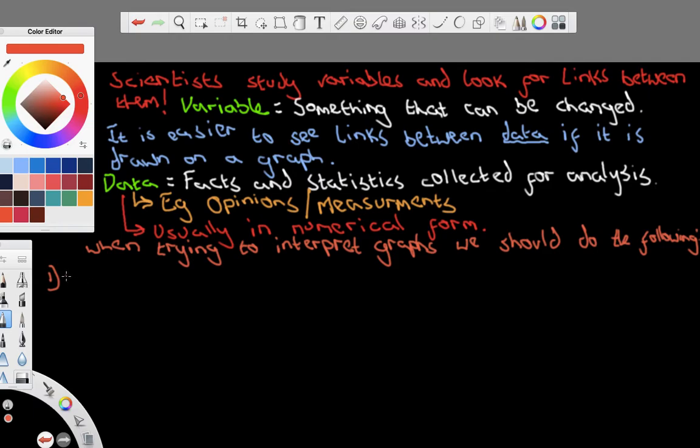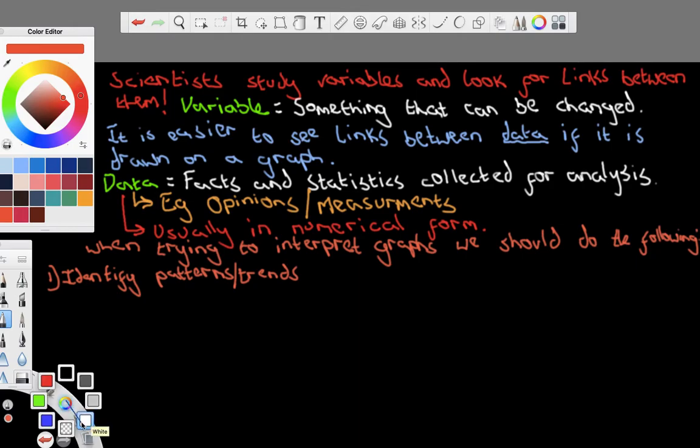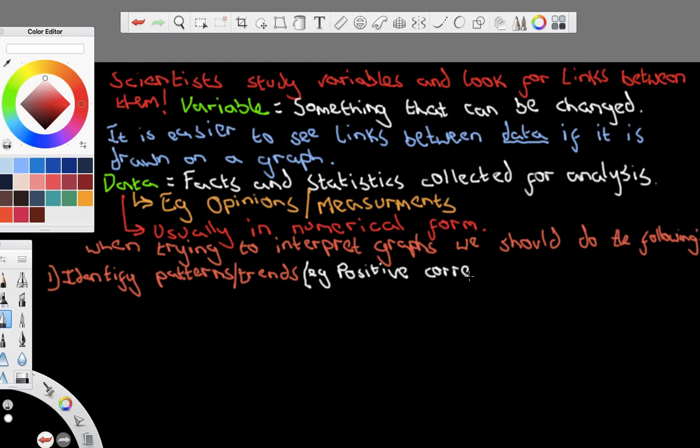So number one, you should identify patterns and trends. What we mean by this is, does the graph go up? Is it a positive correlation? Does it go down? Is it a negative correlation? Is there no correlation at all? So we can put next to this, e.g., positive correlation / negative correlation.